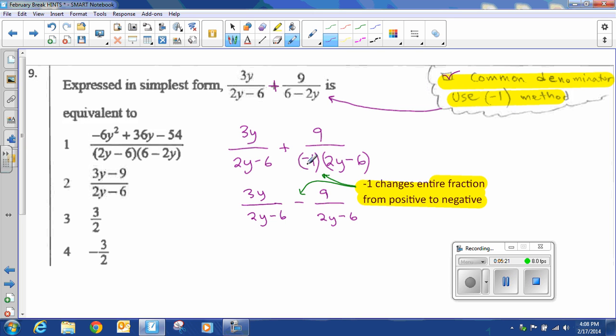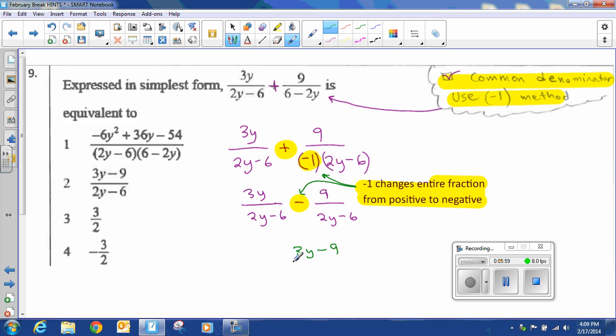Now this -1, since it's now a part of this whole fraction, it basically changes the entire fraction from positive to negative. So as you can see here, it's positive, and this -1 is going to multiply this entire fraction, thus making it -9 over 2y minus 6. And now that we're over here, we can rewrite this whole problem over the same denominator of 2y minus 6. So let me just give you that last step.